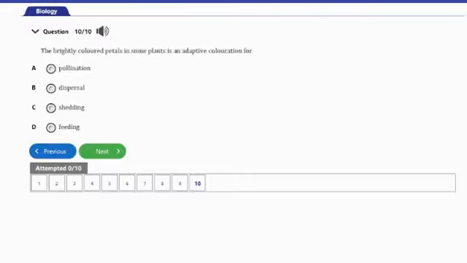That's question number 10 and the last. It says, the brightly colored petals in some plants is an adaptive coloration for A, pollination, B, dispersal, C, shedding, D, feeding. So guys, option A is the answer to this question. Brightly colored petals in some plants help to attract insects to pollinate them. So option A, which is pollination, is the answer to this question.